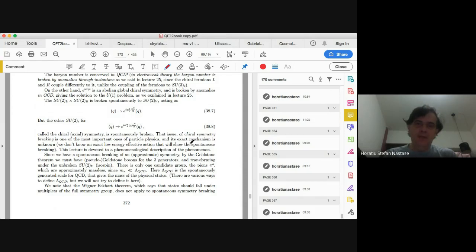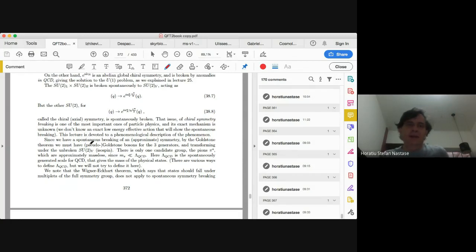This action shows spontaneous symmetry breaking. So the most we can do, given that we know it is there, is to write a phenomenological description of it. Just write something that has the right behavior of spontaneous symmetry breaking, but something that we don't know a priori is the low energy Lagrangian.